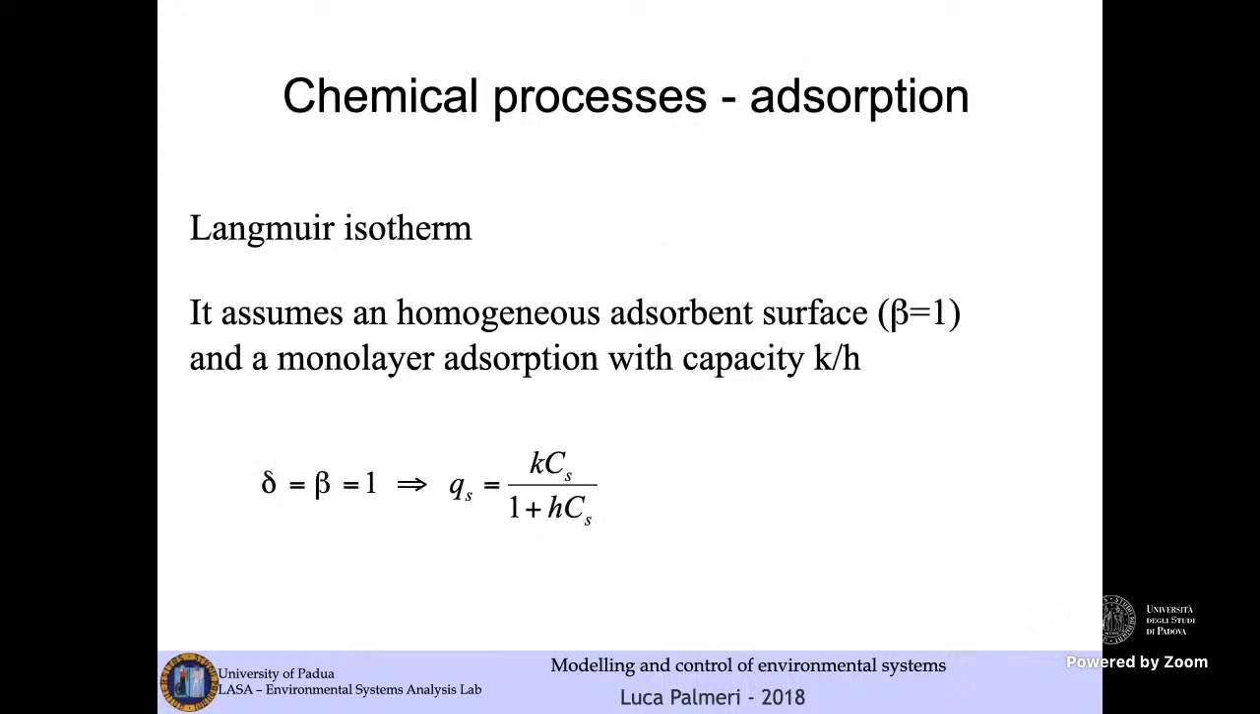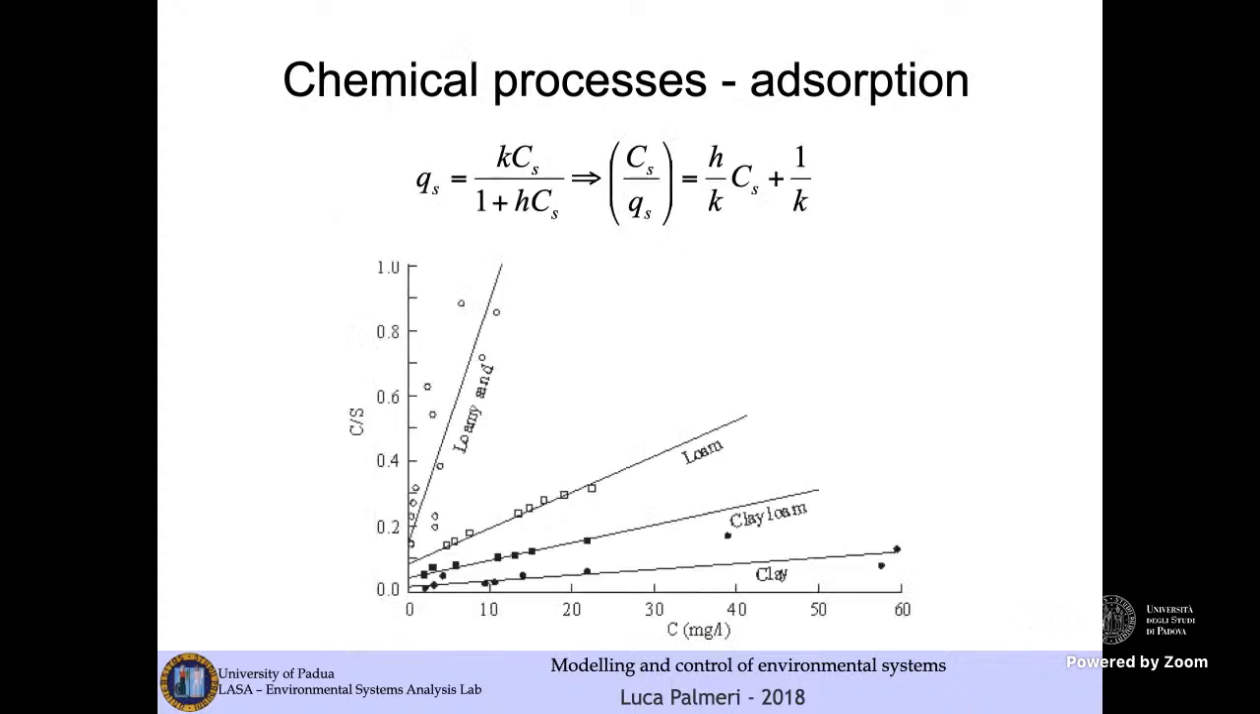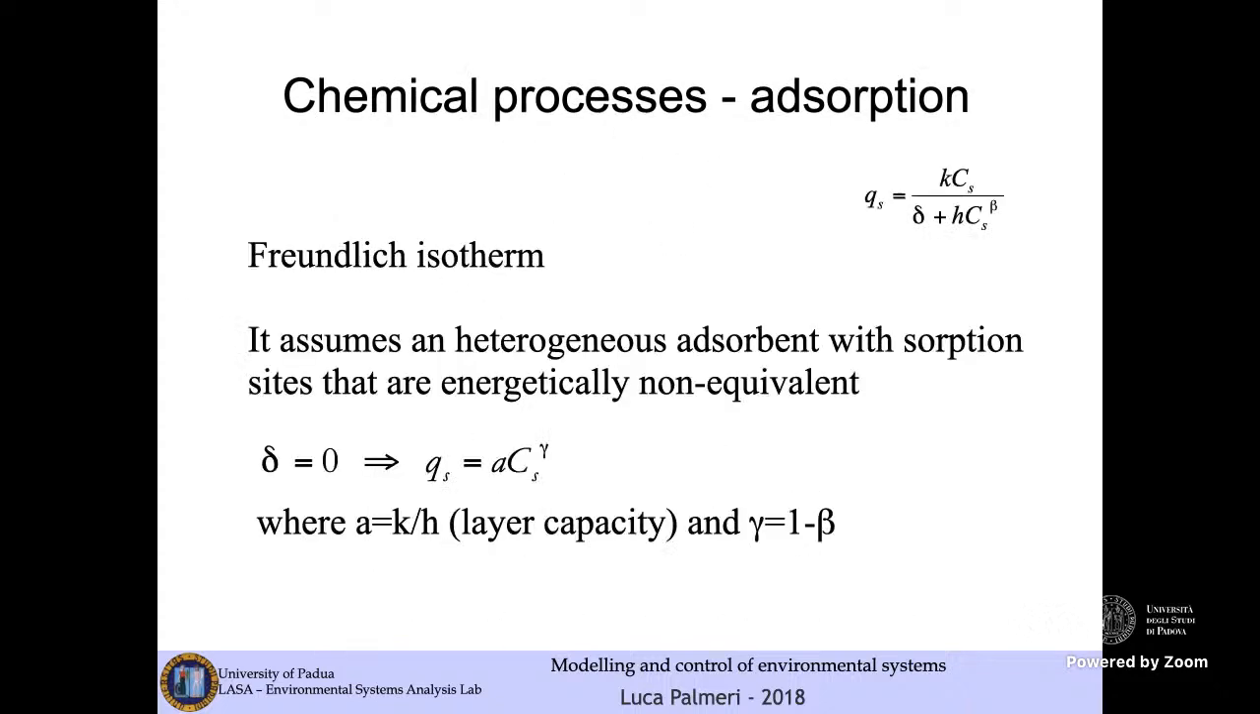In the Langmuir isotherms, delta and beta were assumed to be 1. In the Freundlich isotherm, delta is assumed to be 0, and beta, the exponent of the concentration in the liquid phase, is assumed to be 1 minus beta. This is the so-called Freundlich isotherm.